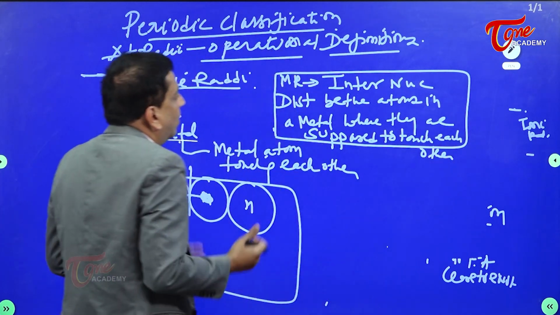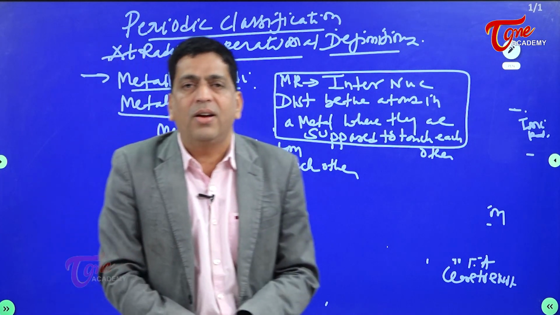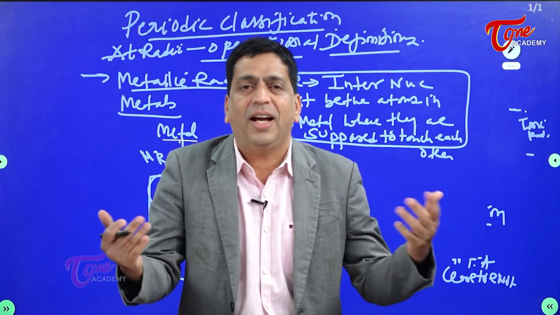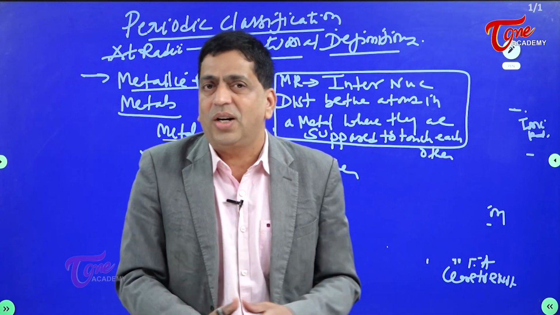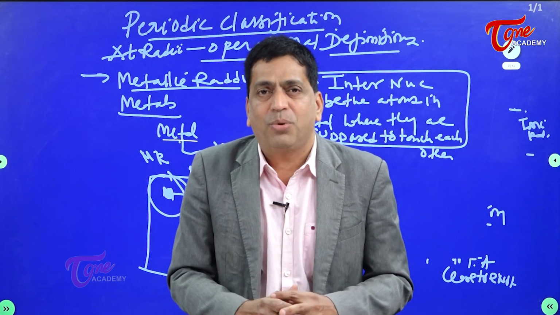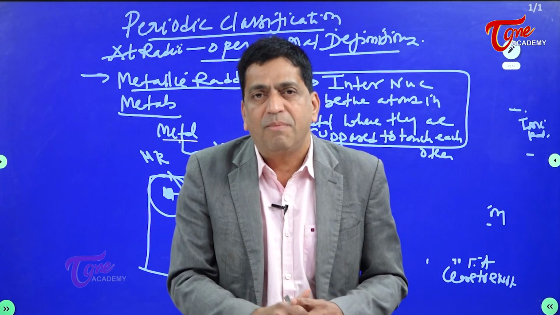To touch each other. That's what is called a metallic radii. Without any problem, we have done it because they are naturally solids, and in solids, the atoms are supposed to touch each other. That's how it is.